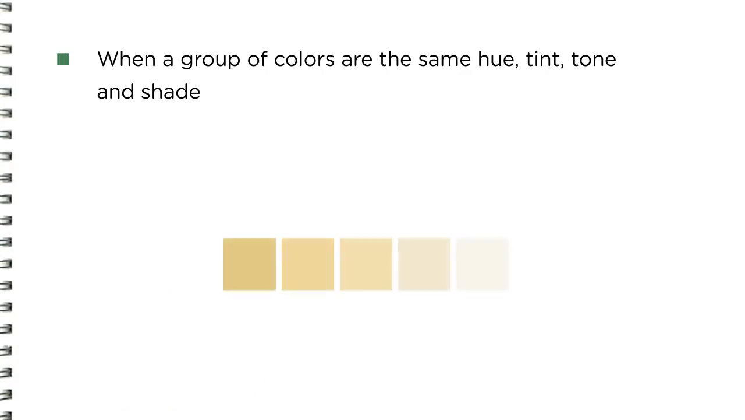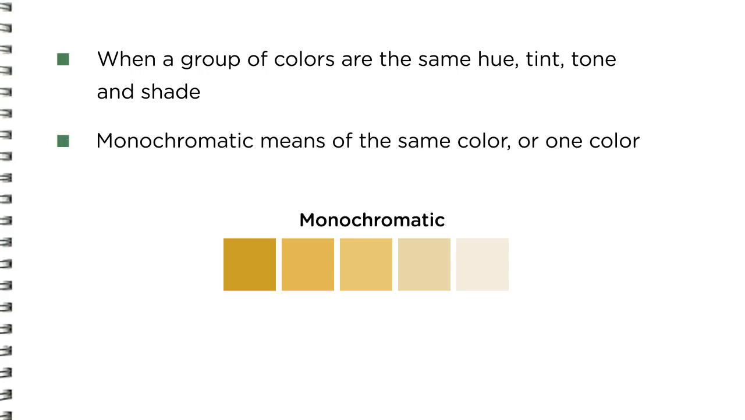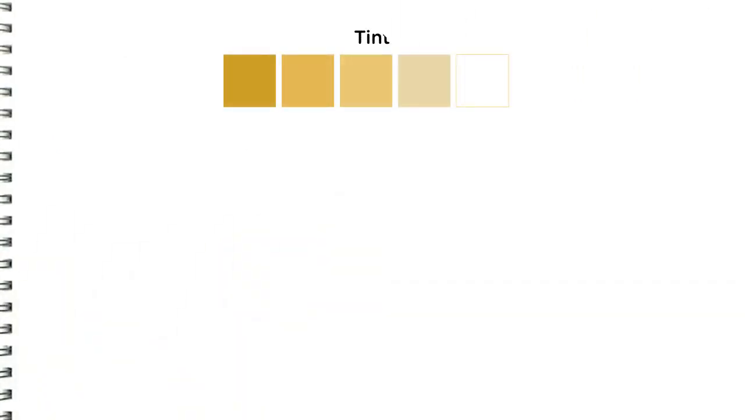When a group of colors are of the same hue, as far as tints, tones, or shades are concerned, this is referred to as monochromatic. Monochromatic simply means of the same color, or one color. Mono meaning one. A tint is a mixture of color with white.